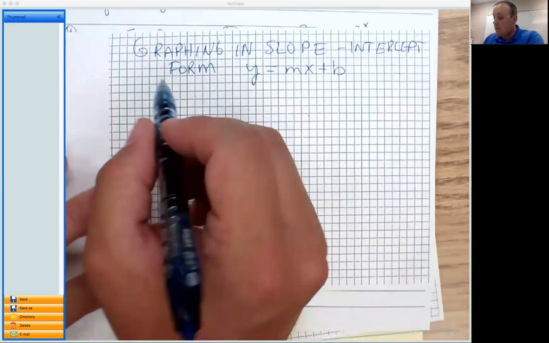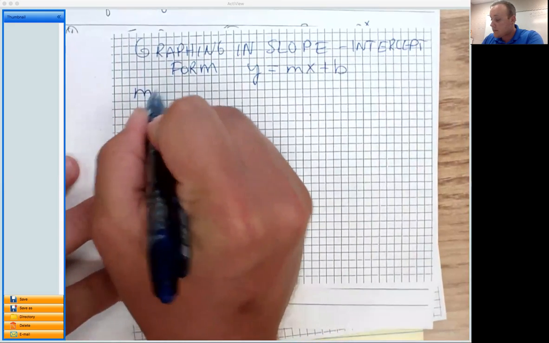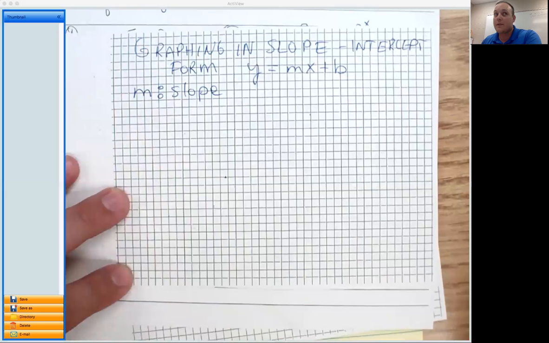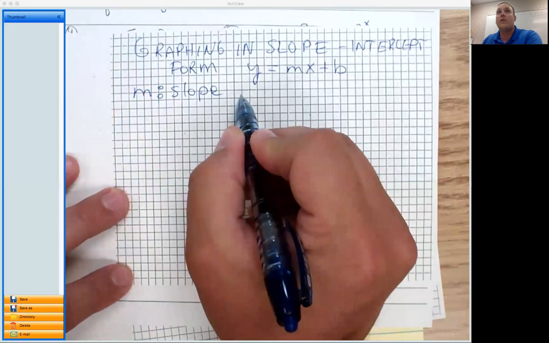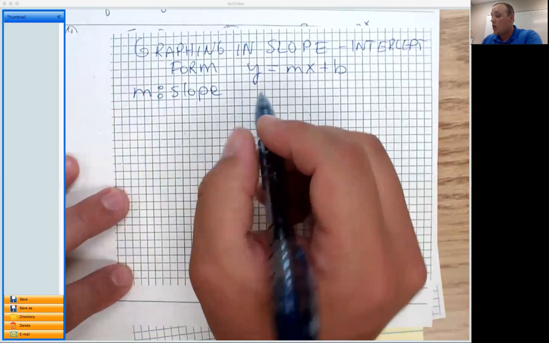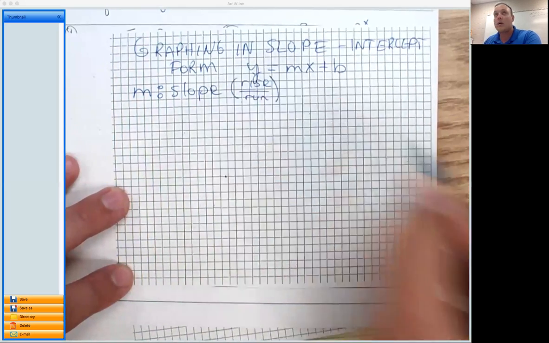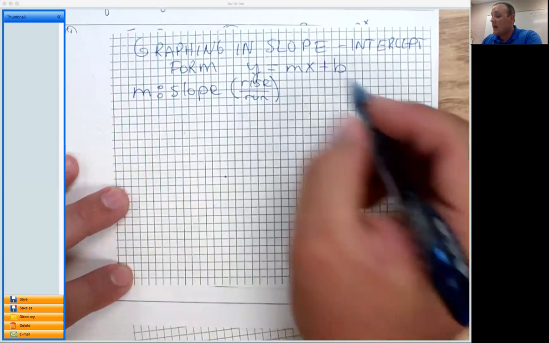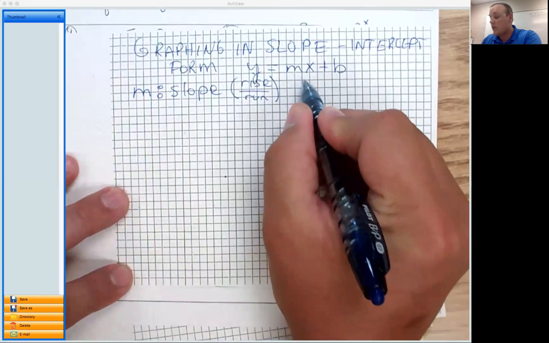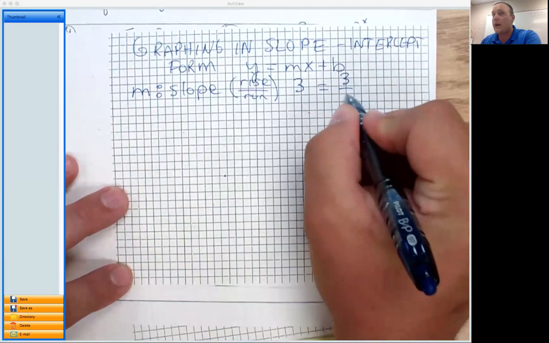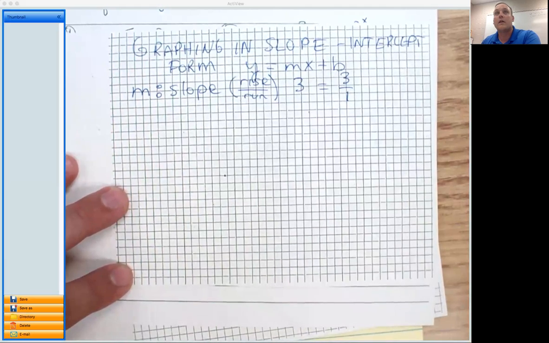All right. Our M stands for what? Maximus. It stands for slope. Taylor, you better be writing this down. And slope is in what over what form? Rise over run. So if we have an example as like our slope is 3, our rise over run would be 3 over 1, right? If our slope was 3, our rise over run would be 3 over 1.